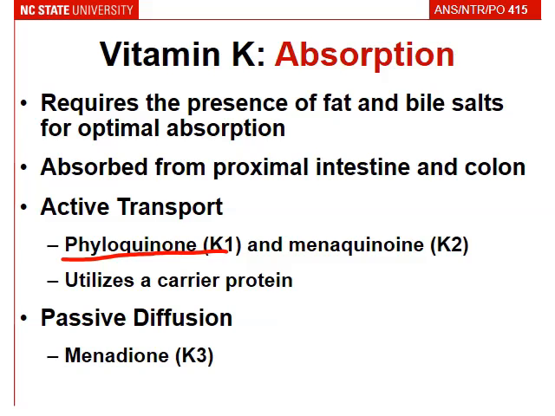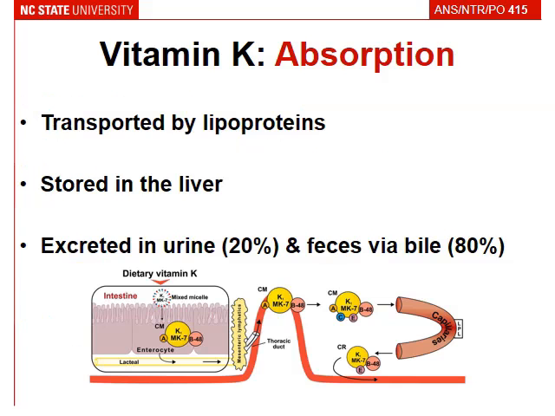The menadione, the synthetic, can be passively diffused. Our K3, because it does not have that large carbon chain, can just passively and quickly diffuse through the cell membrane. And once we get into the enterocyte, the vitamin K can be transported by the lipoprotein, so it enters the chylomicron along with our other fat-soluble vitamins and our triglycerides.